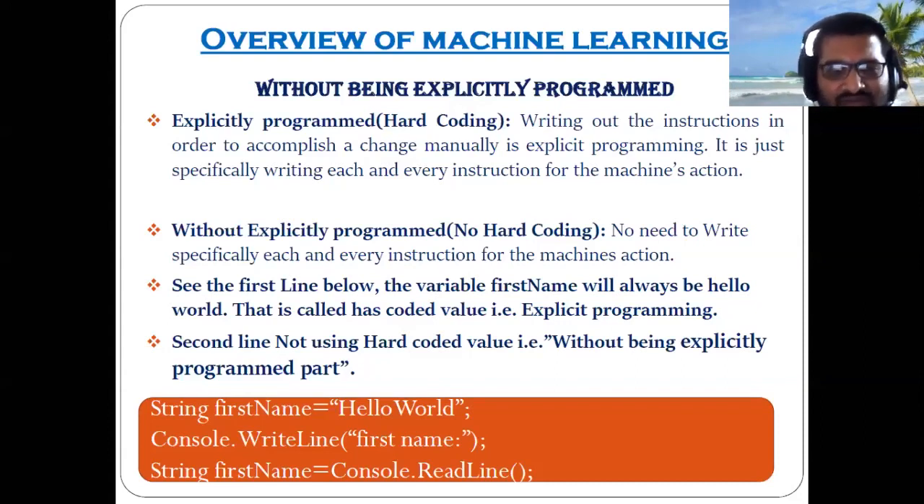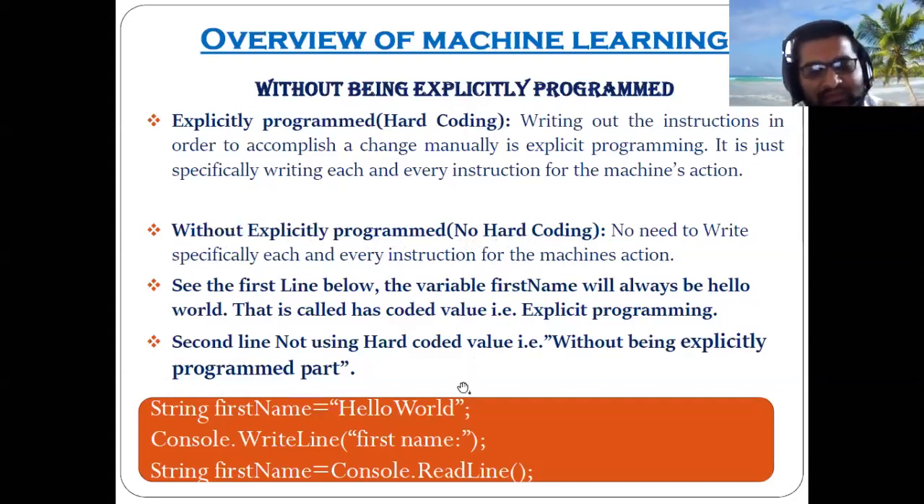But in case of machine learning programming, for each and every action there is no need to write the programming language instruction. Understood? And that's why it is called without explicit programming, and that's why it is referred to as no hard coding.